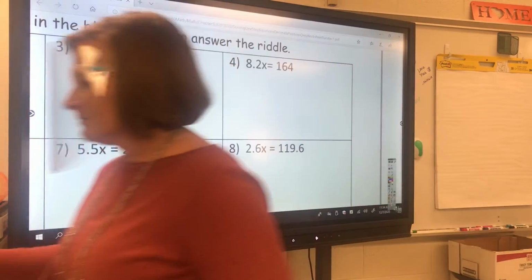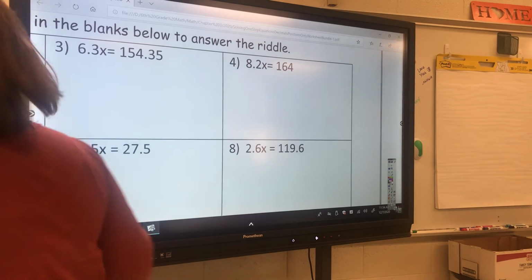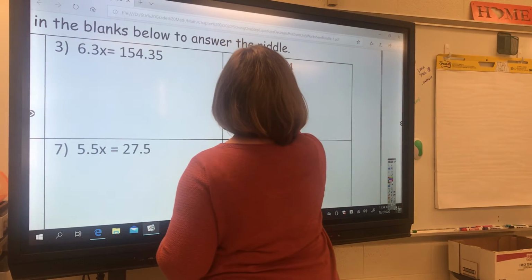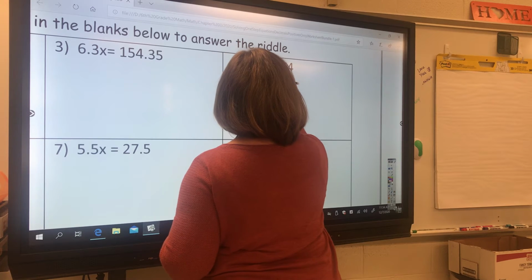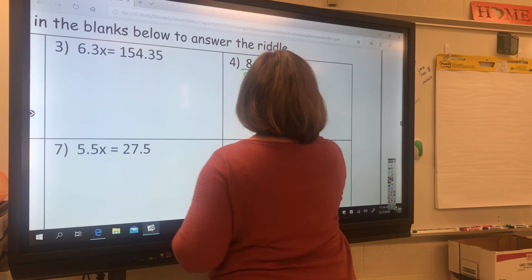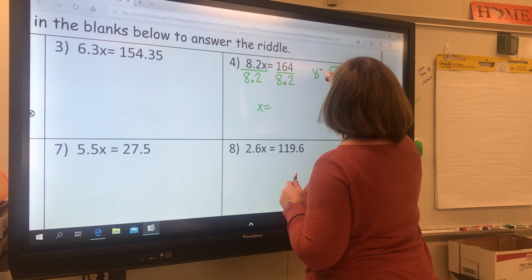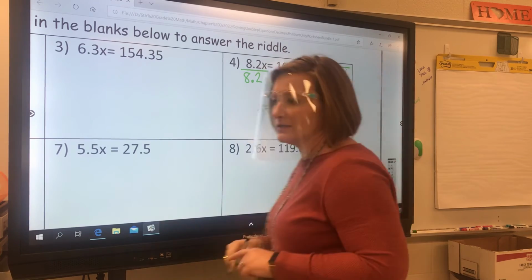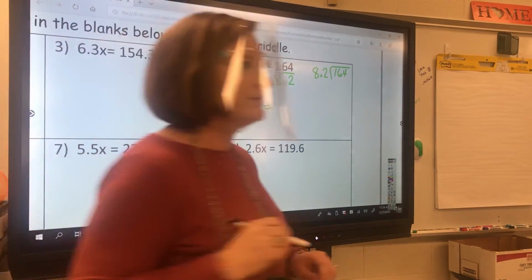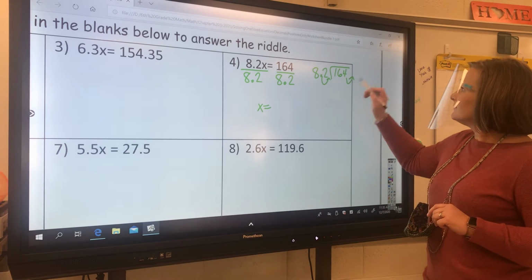All right, what did you do to both sides? You divided. So we have 164 divided by 8 and 2/10. Can I divide by 8 and 2/10? Nope, so I have to do what? Move the decimal.